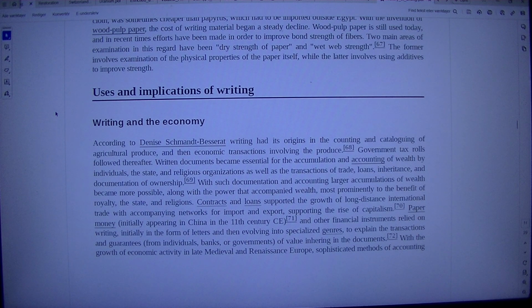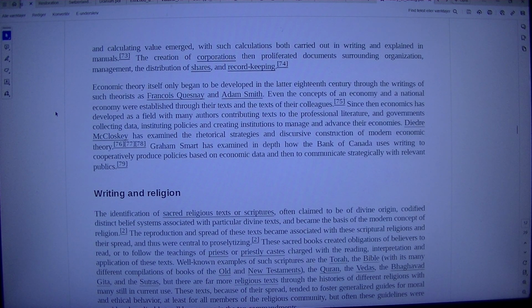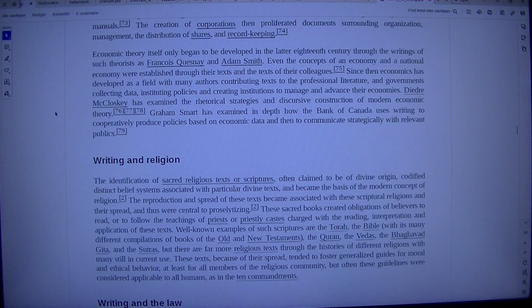With the growth of economic activity in late medieval and Renaissance Europe, sophisticated methods of accounting and calculating value emerged, with such calculations both carried out in writing and explained in manuals. The creation of corporations then proliferated documents surrounding organization management, the distribution of shares, and record-keeping. Economic theory itself only began to be developed in the latter 18th century through the writings of such theorists as François Quesnay and Adam Smith.